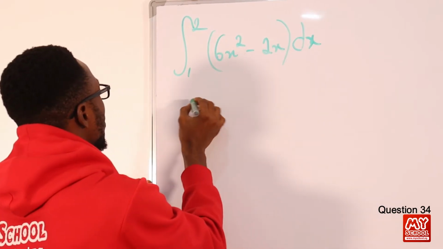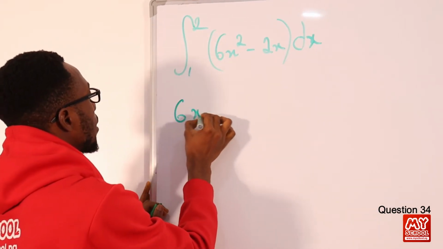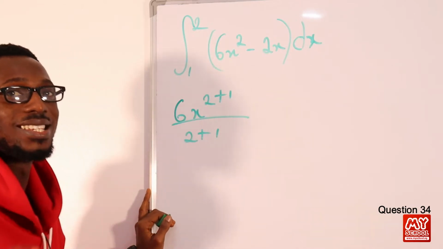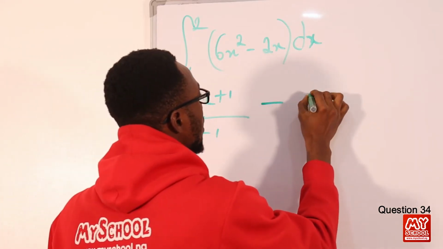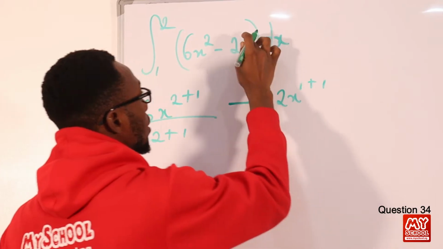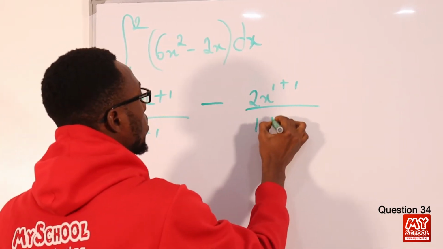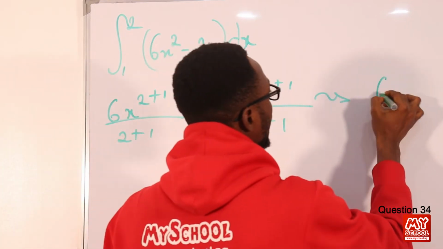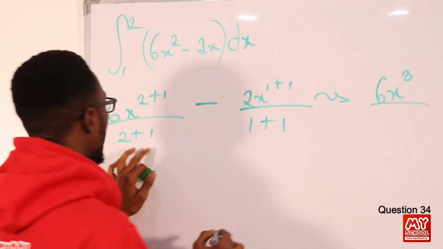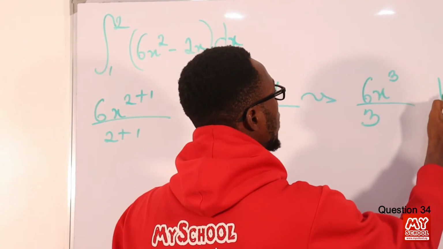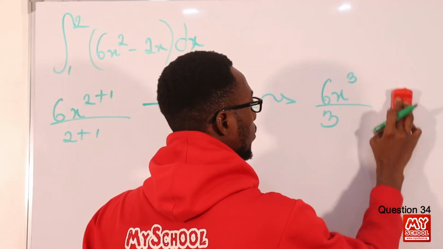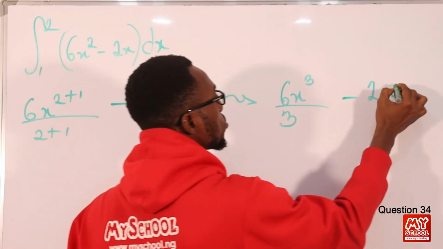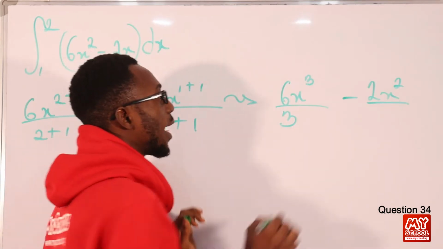So when we integrate 6x squared, that will be 6x to the power 2 plus 1 over 2 plus 1. This is a simple rule for integration. Okay, minus 2x, which is x raised to power 1, so x to the power 1 plus 1 over 1 plus 1. So I have 6x, 2 plus 1, that is 3, over 2 plus 1, that is 3, minus 2x, 1 plus 1, I have 2, over 1 plus 1, I have 2.